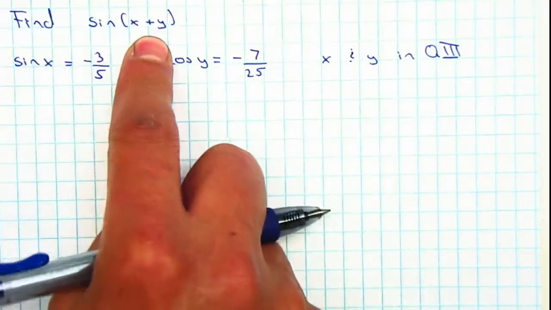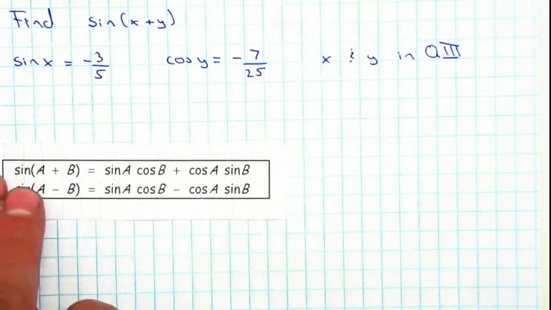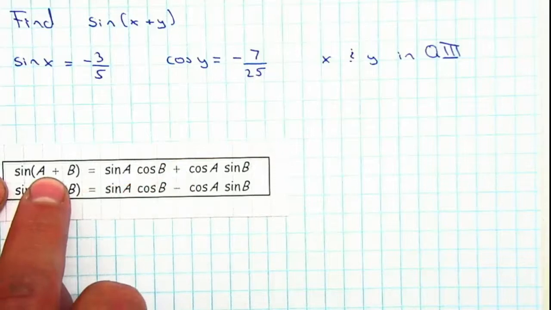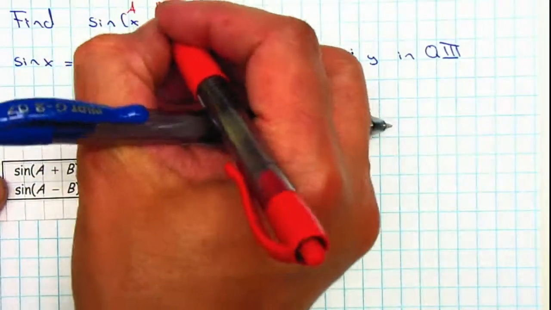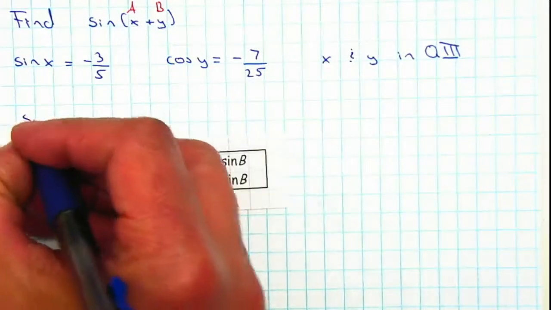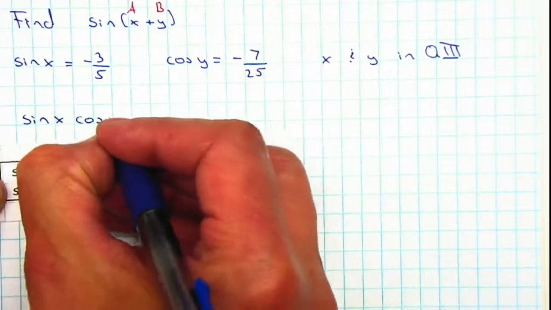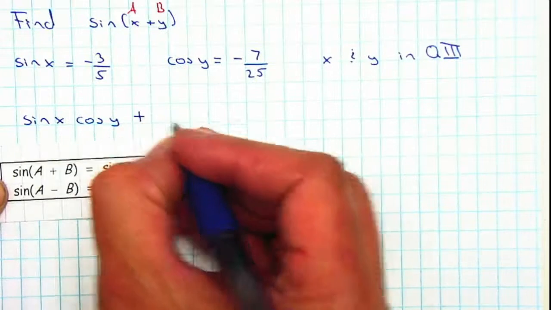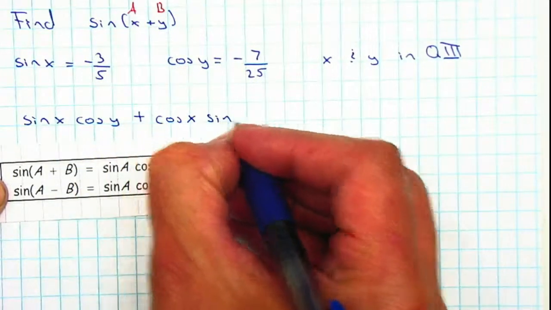Since they ask you to find the sum, we are going to use our sum formula. And remember, you guys will be able to use this on the test. So the sine of a plus b, in this case a will be x and b will be y. So let's just go and replace it. That will be the sine of x multiplied by the cosine of y. This is positive, so therefore that's a positive as well.